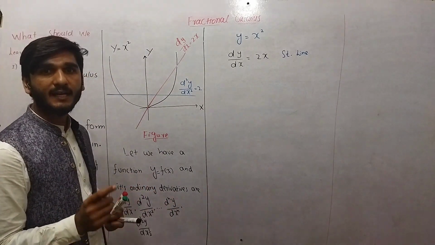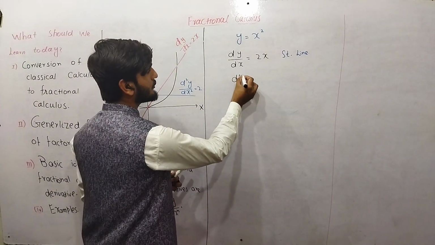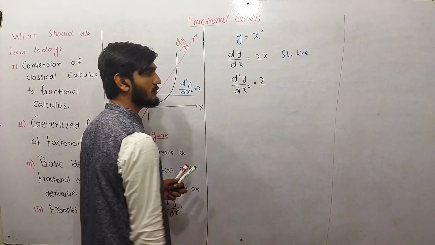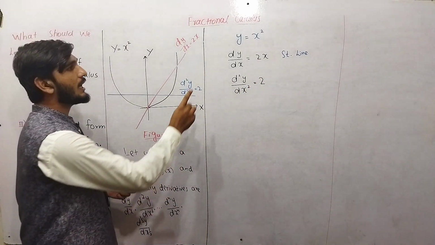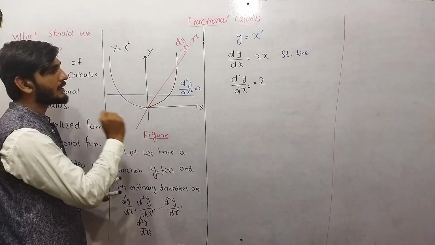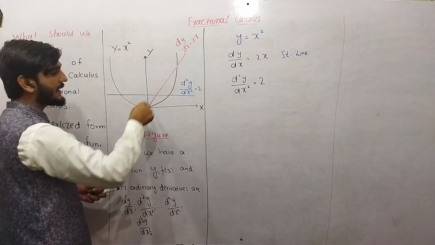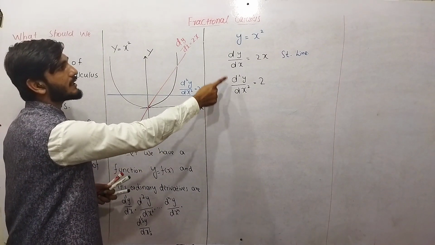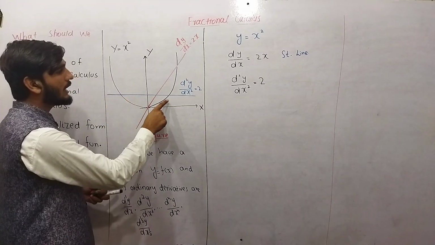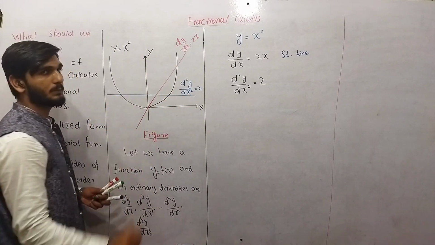If we take the second derivative of the given function, the value will be d2y over dx square, which is equal to 2. It is a constant. The graph of the first derivative of x square is described by a straight line mentioned by the red marker in the figure, and the second derivative of the function is described by a straight line in intercept form, which is parallel to the x-axis, mentioned by the blue marker, which is 2.